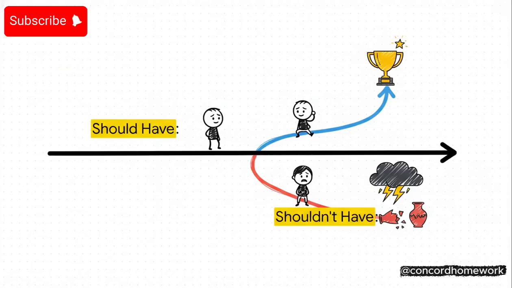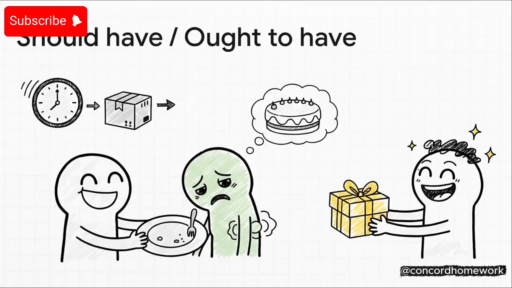We're basically time traveling in our minds to judge a past action. We're holding it up against what we think was the right thing to do. This is the language of regret and hindsight. So should have can be for something simple, like expecting a package to arrive.